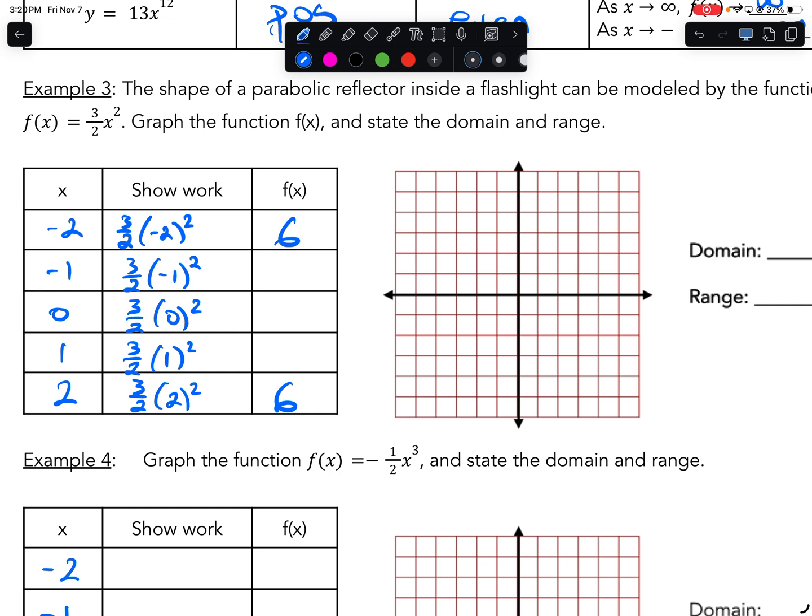So if I do -1 times -1, that's 1. 1 times 3 halves is 1.5 or 3 over 2. I find it easier to graph 1.5. So I'm going to do the same thing down here. If I plug in 0, I get 0, right? So I'm going to graph those. So 1.5 right there, 0, 0, 2, 6. And then draw your parabola. It's just that easy. Don't make it any harder than that.